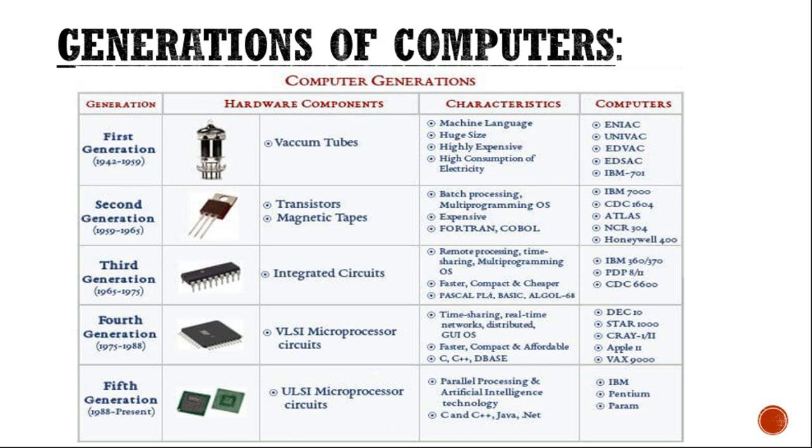The fifth generation was from 1988 to the present. The main hardware component was the ULSI microprocessor. The characteristics are parallel processing and AI technology. Some examples are listed on your screen.